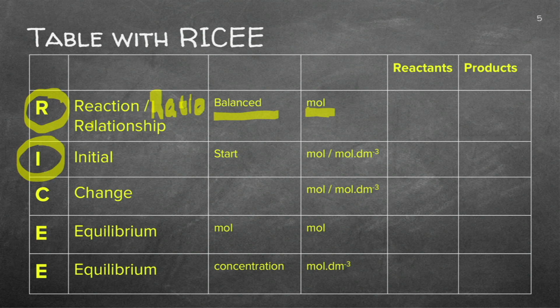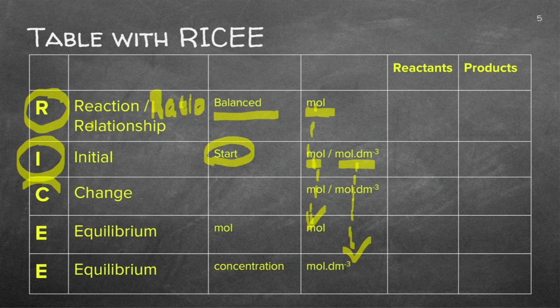Second, initial. What do you start off with? Well, you know it can either be in mole or in concentration. So make sure that you know whether you are going to work with mole, then you're going to work with mole right through the whole exercise, or whether you are going to work with the concentration. And I'll show you now how we get to that.